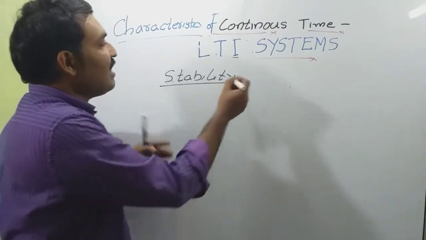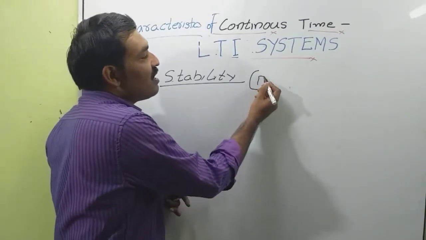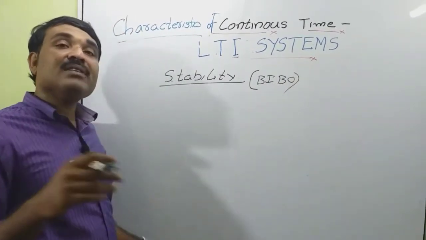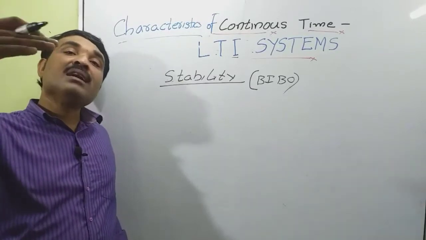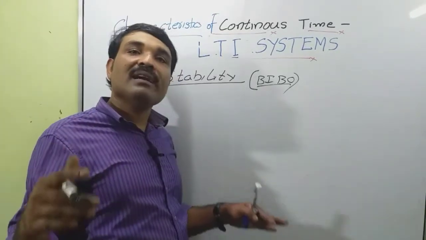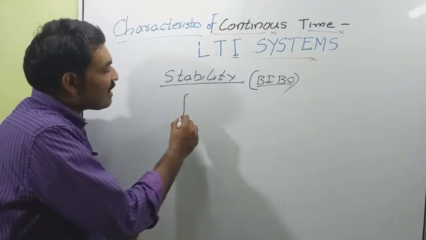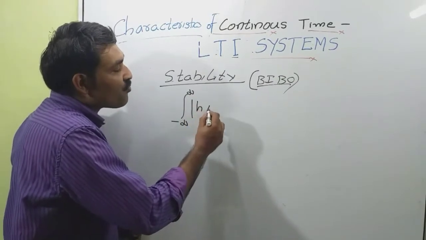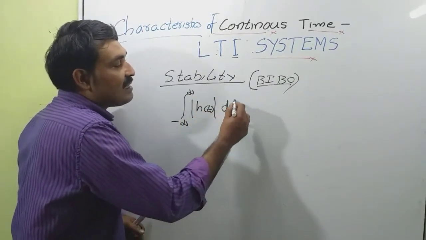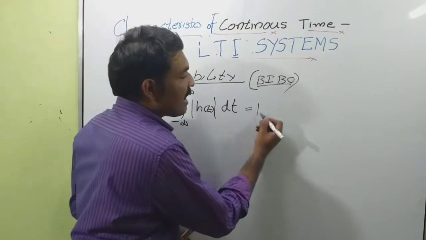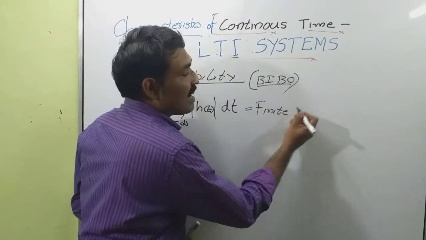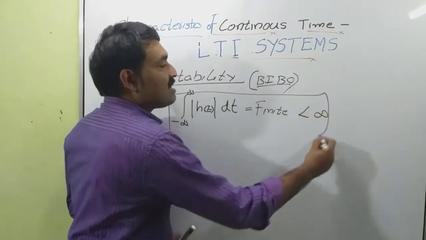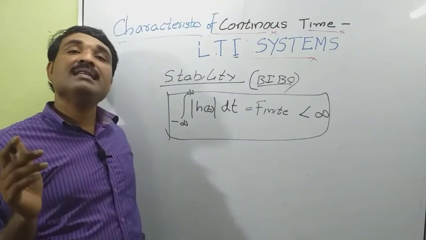Or we can say a linear time invariant system is said to be BIBO stable, that is bounded input, bounded output stable, if the impulse response is absolutely integrable. That means the integral from minus infinity to infinity of the magnitude of h of t dt is finite. It should have a finite value, meaning it is less than infinity. If this condition is satisfied, then the system is said to be stable.